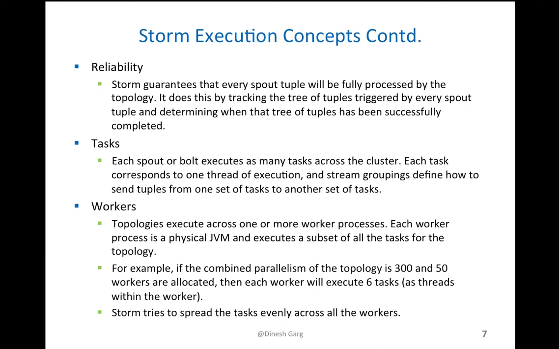Each spout or bolt executes as many tasks across the cluster. Each task corresponds to one thread of execution. So basically, each of these can provide parallelism by running multiple tasks. There's something called workers. Topologies execute across one or more worker processes. Each worker process is a physical JVM and executes a subset of all the tasks for the topology.